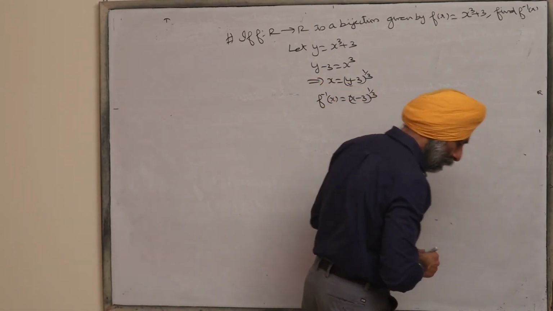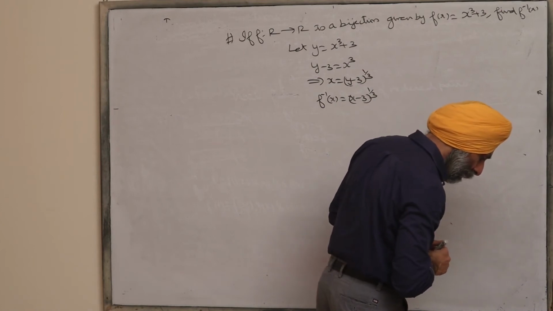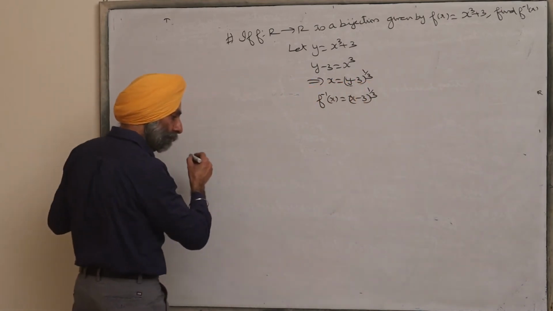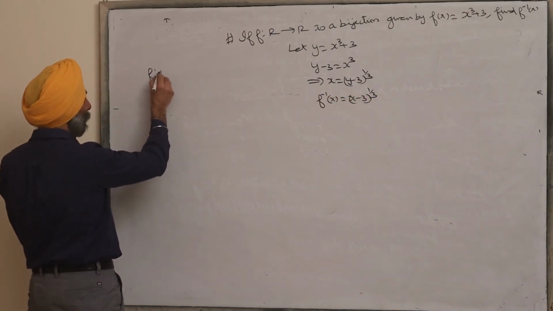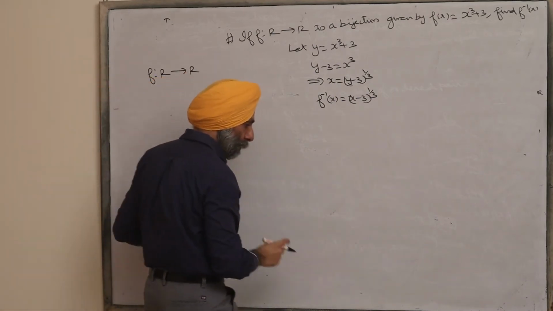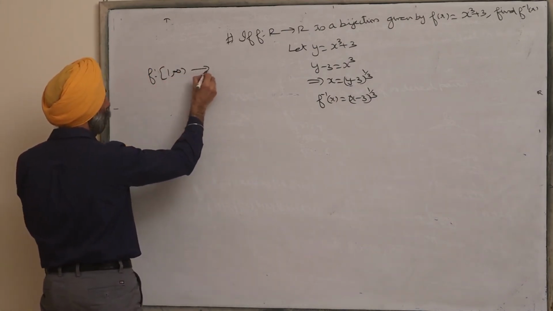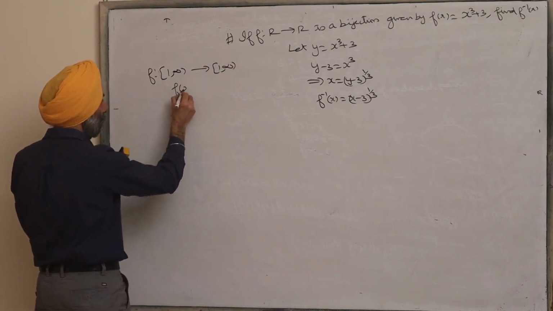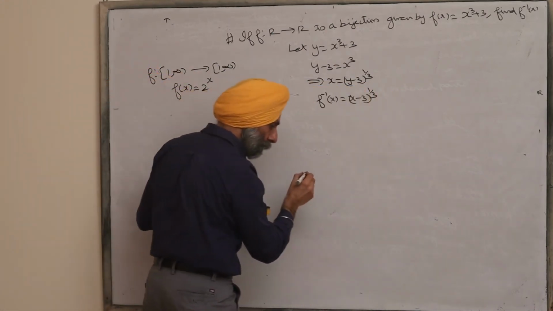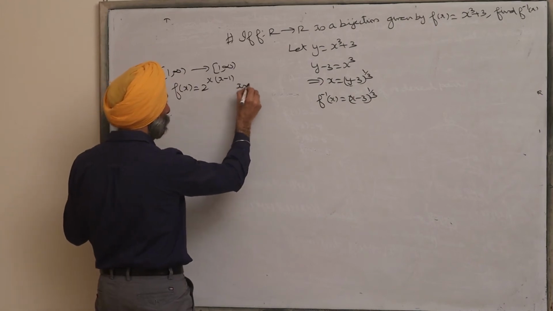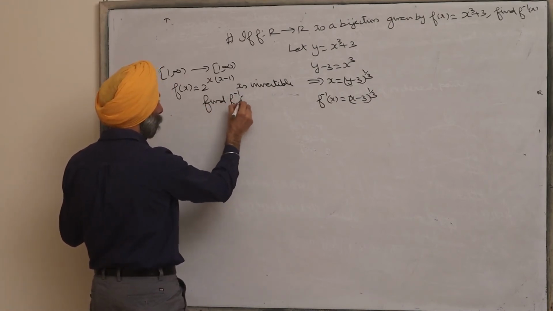Now similarly, next question is, let's say the next one is, if f is a function defined from 1 to infinity to 1 to infinity given by f(x) is equal to 2 raised to power x into (x minus 1) is given to be invertible. Now find f inverse of x.